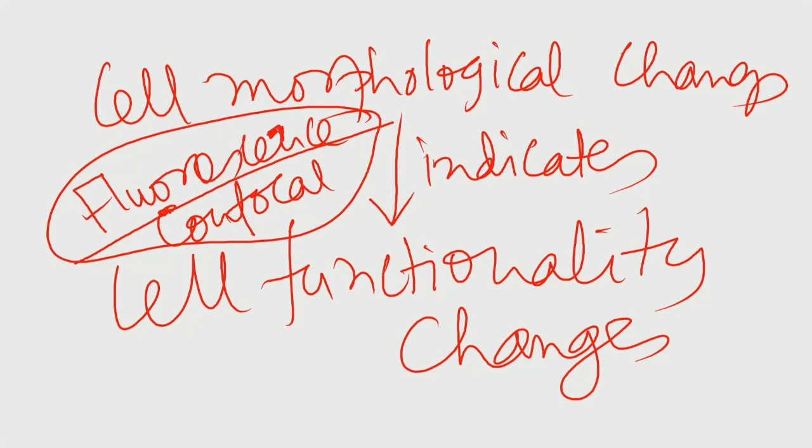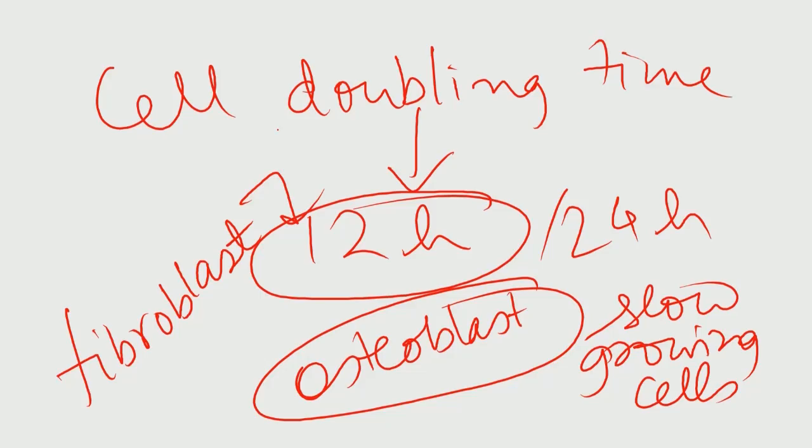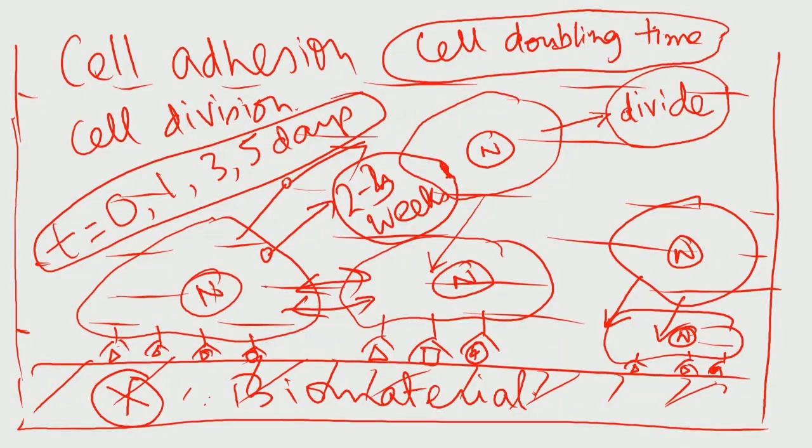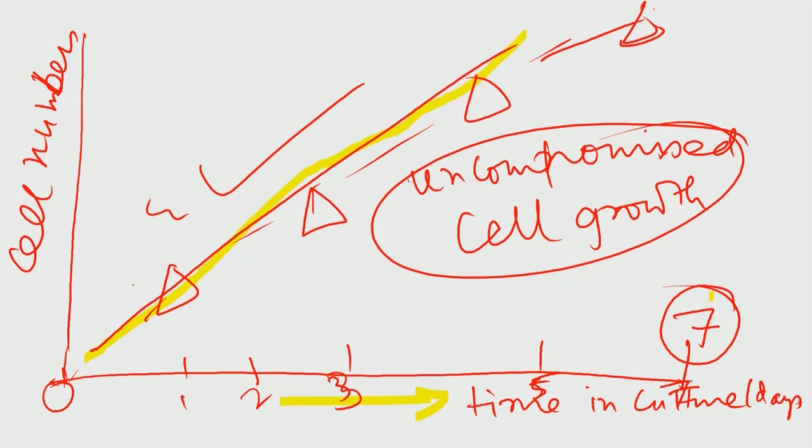So, not only quantification, but also how the morphology is changing with time in culture provides a lot of important information on whether the cell is undergoing any cell functionality changes or not. I think I will stop here and continue this in the next module.